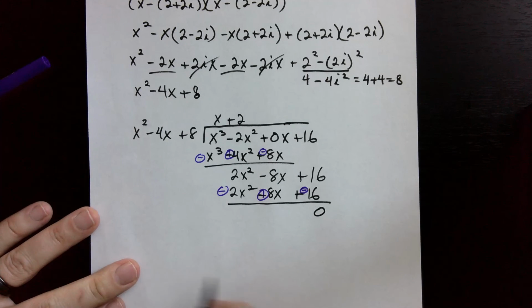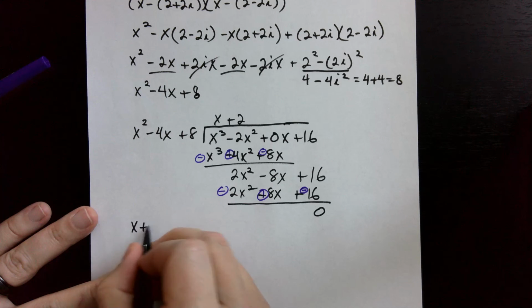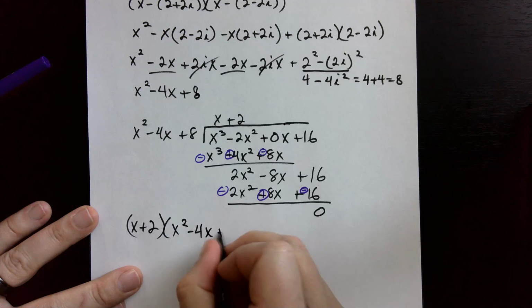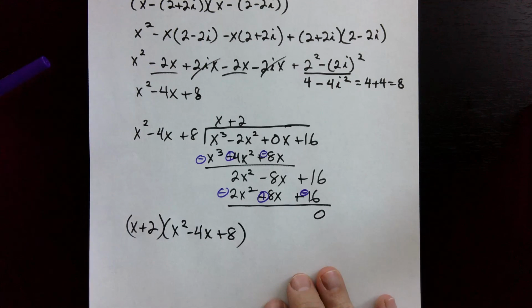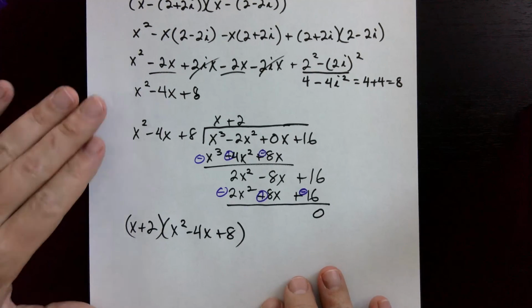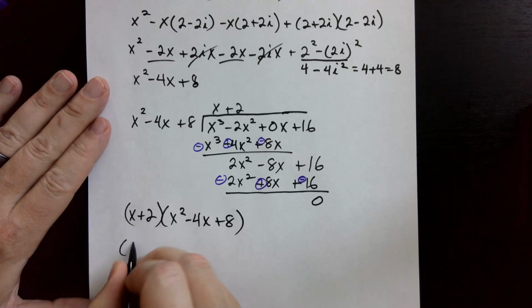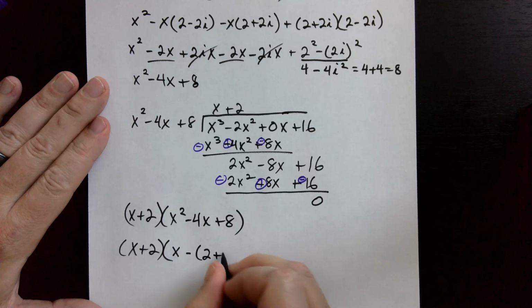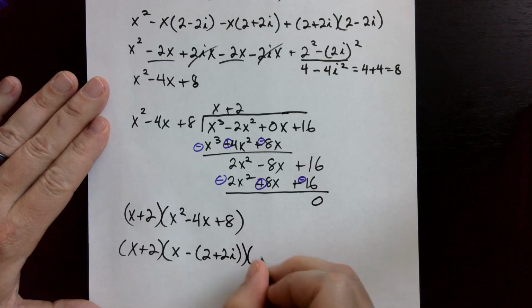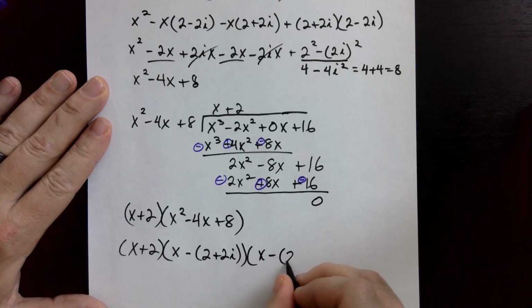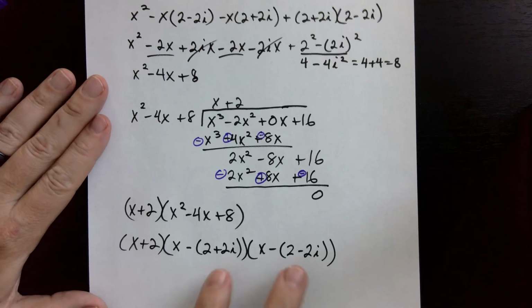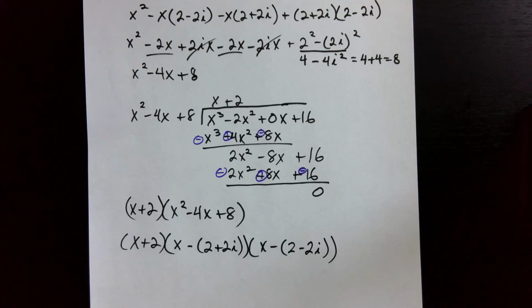Okay, so you get x plus 2 is your final factor, times x squared minus 4x plus 8. That's one way of writing it. If you want to write it completely factored using the complex factors, it would be x plus 2 times (x minus 2 plus 2i), (x minus 2 minus 2i). Okay, so that's completely factored using the complex zeros there. Okay, and that's it.